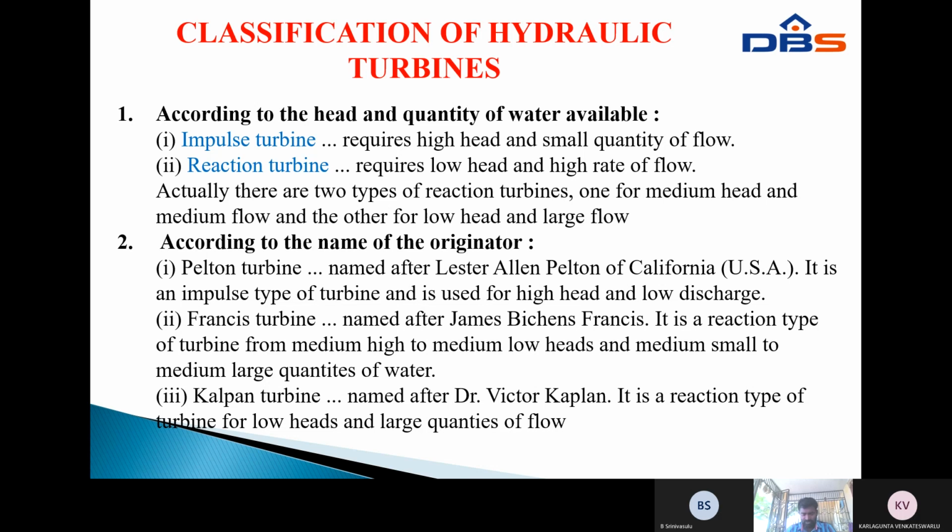Hydraulic turbines are divided according to the action of the water flowing, according to the direction of water flowing, according to the head, and according to the specific speed. So the turbines are classified into four types. First one, according to the action of the water flowing: the first is the impulse turbine.